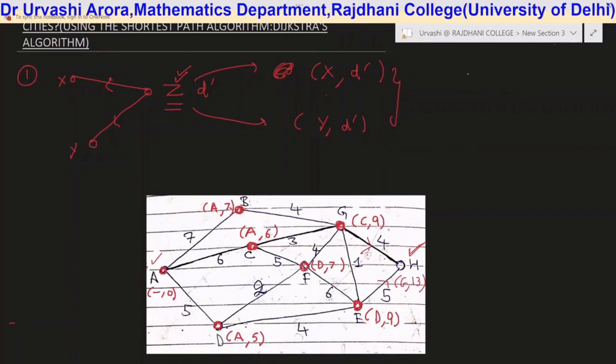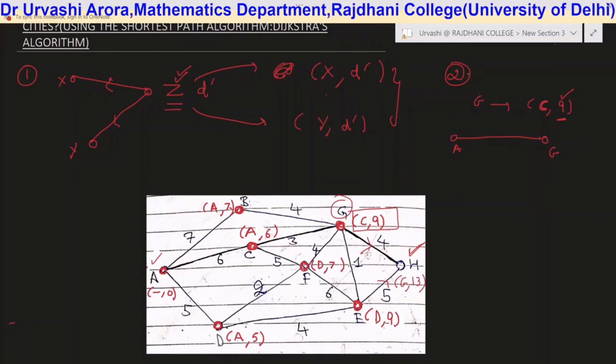Now the second thing which needs to be noted is that if we pick up any vertex, let's say I pick up the vertex G in the graph, and the label that G has is C9. This 9 signifies the shortest distance between the starting vertex A and the vertex G. And this C helps me to get the shortest route.